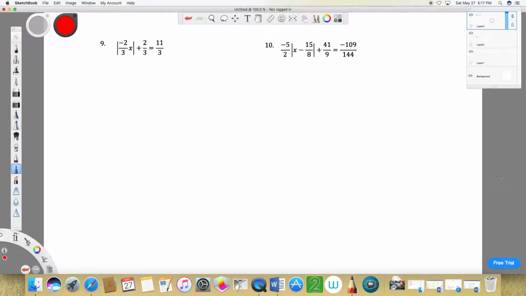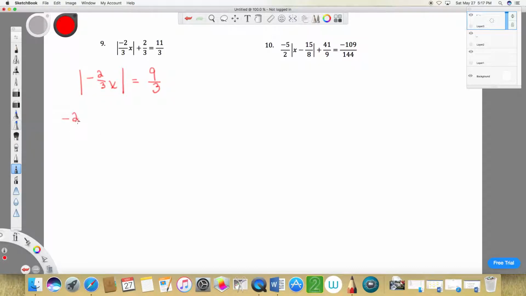Let's take a look at these two absolute value equations and see if we can solve them. Our first step is to isolate the absolute value. So here on number 9, let's subtract 2/3 from each side of this equation. 11/3 minus 2/3 is 9/3, and 9 divided by 3 is 3.